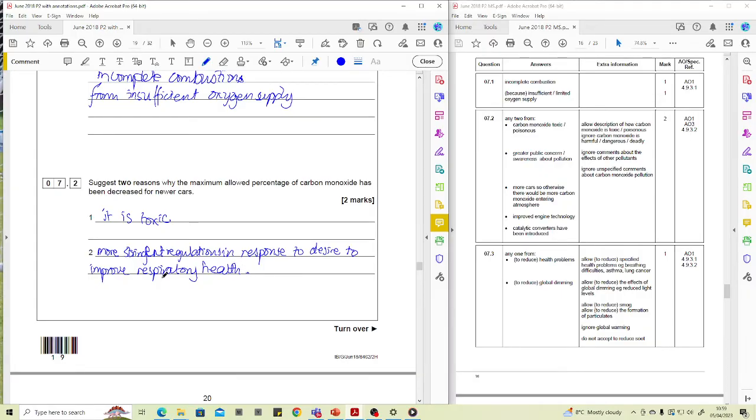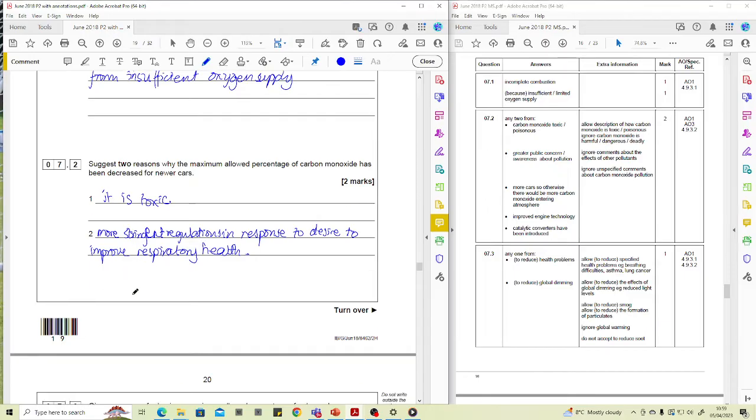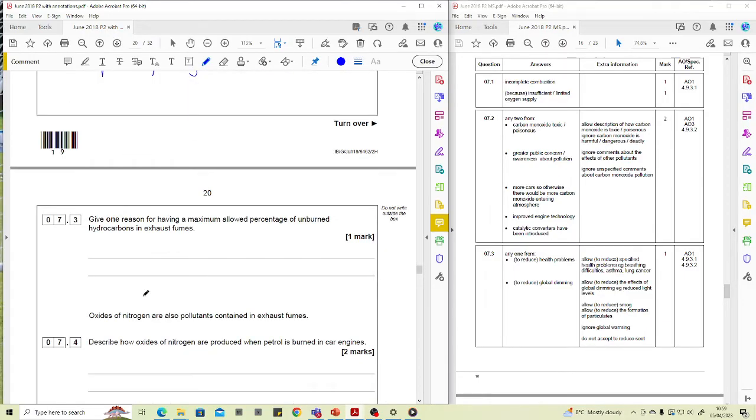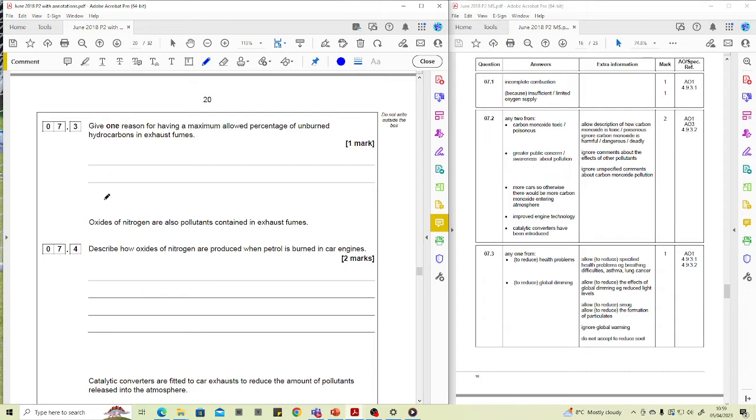Okay, and in the mark scheme it also says that it's improved engine technology, although perhaps I would debate that, or now we have catalytic converters, it's more possible to remove carbon monoxide. Okay, 7.3, one reason for having maximum allowed percentage of unburned hydrocarbons, okay, and that is to reduce respiratory illness. Or you could say cancer.